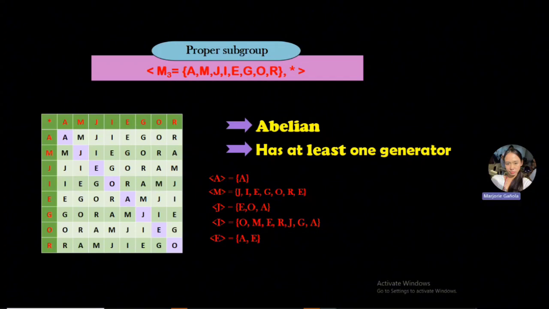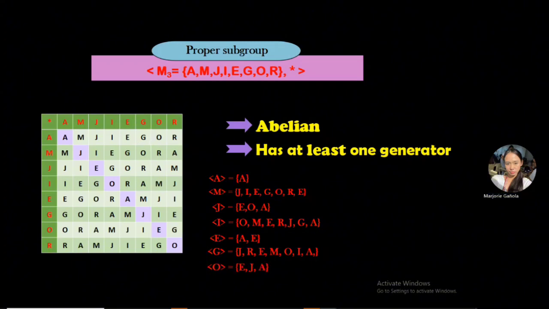E only generates two elements, which is A and E. It's actually one element only, the identity element, because E star E is equal to A and A star E is equal to E. G is also with J, R, E, M, O, I, and A. Because G star G is equal to J, J star G is equal to R, R star G is equal to E, E star G is equal to M, M star G is equal to O, O star G is equal to I, and I star G is equal to A, which is the identity element already, because A star G is equal to G.